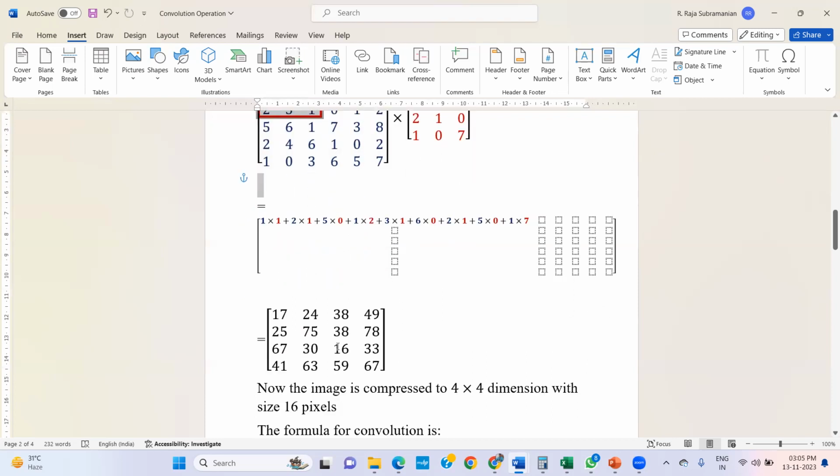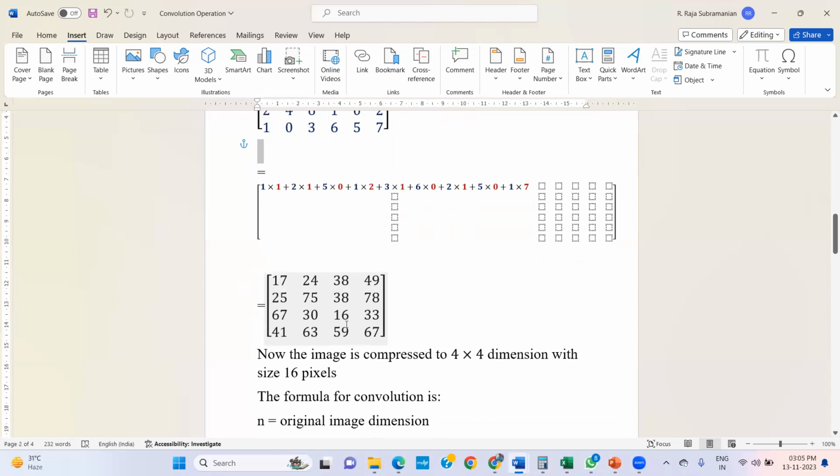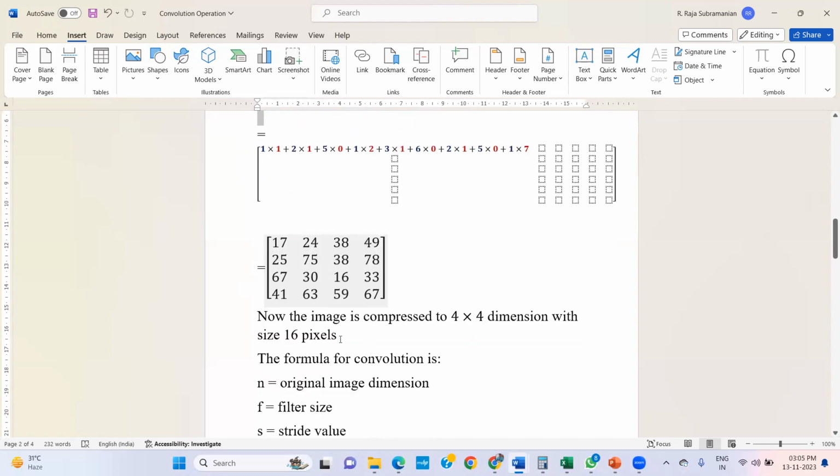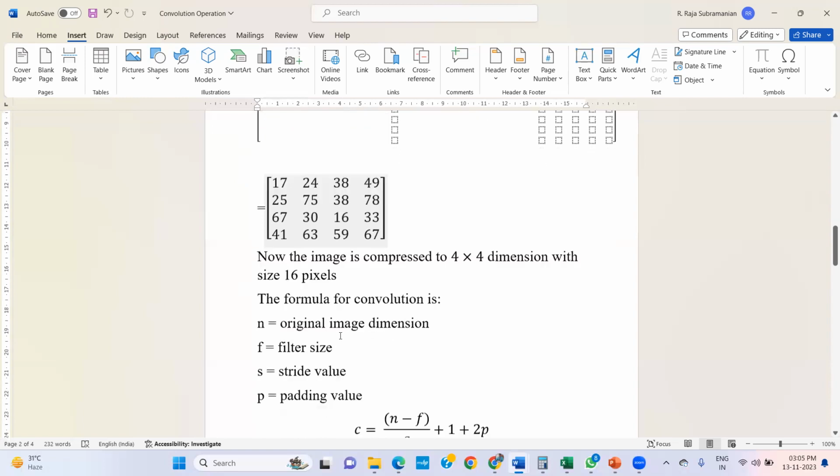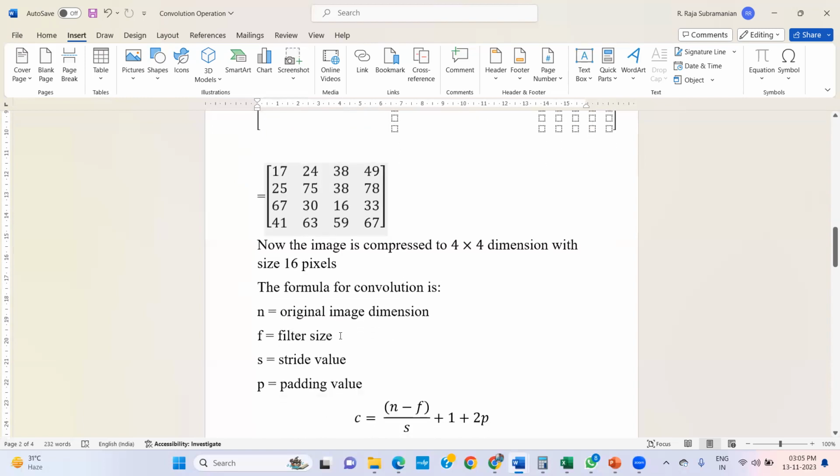Now, when I do the convolution operation with stride equal to 1 and with this 3 cross 3 filter, this is my answer. So now if you see, the original image, which is 6 cross 6, 36 pixels, is now compressed to 4 cross 4 dimension, which is 16 pixels. So before doing this operation, let us have a formula for this. If I give the filter size and stride size, will there be any formula for calculating what will be the output map given the input image size?